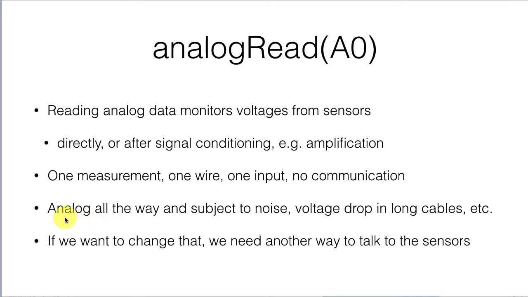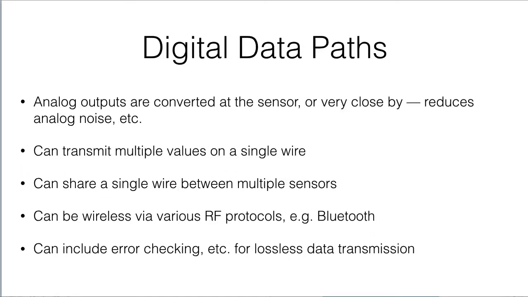It's analog all the way, and that means that it's subject to voltage drop in long cables. It's got noise, because every meter of cable picks up electrical noise, and if we want to change that, we need to find another way to talk to the sensors that won't give us these analog difficulties.